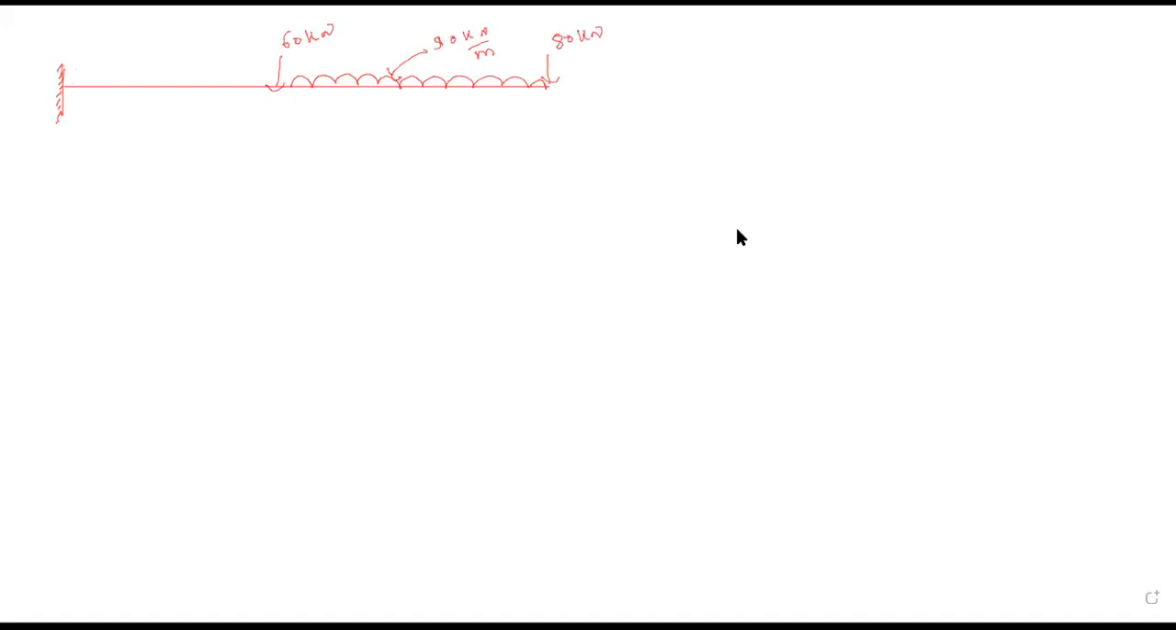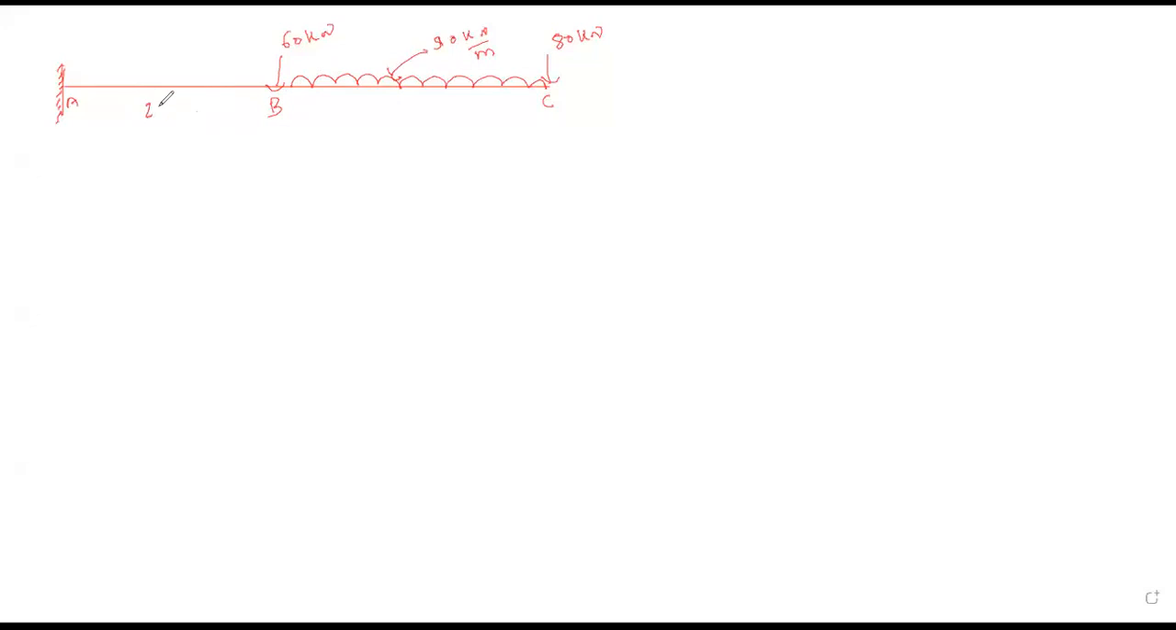Okay, so let us start the example based on the moment area method for a cantilever beam subjected to a uniformly distributed load as well as a point load. So it may be possible that an example is given for only a uniformly distributed load. Okay, there is no problem. The data may be given for only a uniformly distributed load or a combination of UDL plus point load.